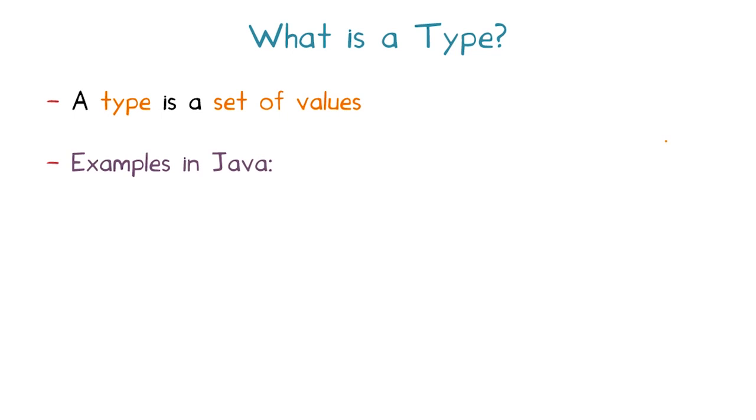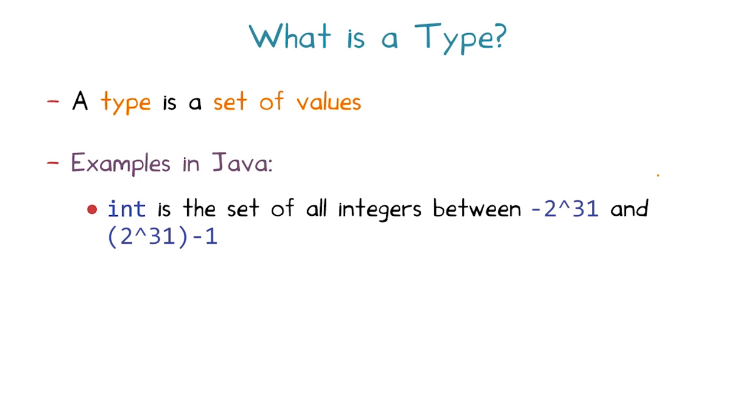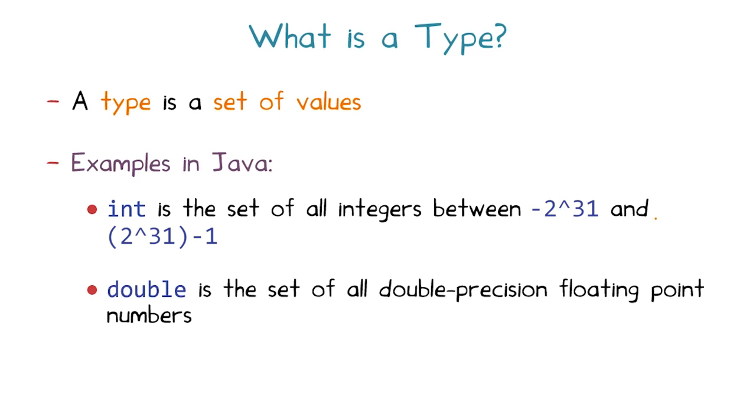For example, in Java, the type int is the set of all integers, at least those integers that can be represented in 32 bits of data. The double type is the set of real numbers that can be represented in a certain 64-bit IEEE standard. And the Boolean type is the set consisting of the values true and false.